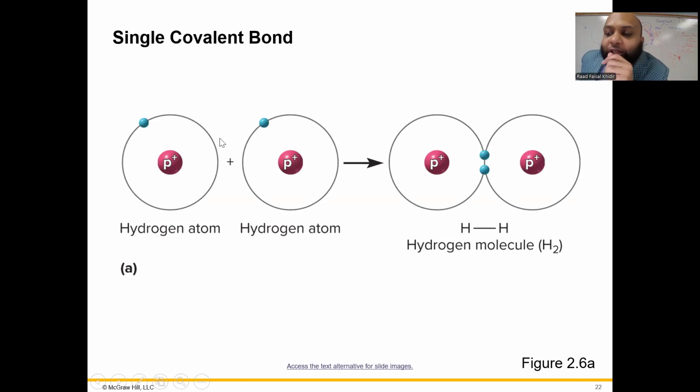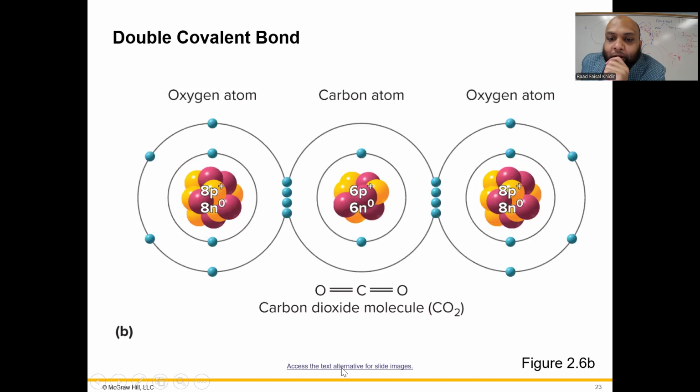If you look at two hydrogens, these are shared equally. One is giving one, and one is giving one, so they are shared equally. Now look at an oxygen atom, a carbon atom, and an oxygen atom. Look at how they are binding. They are sharing 2 pairs on each side. The central carbon atom, that's carbon dioxide. Each oxygen is sharing 2 pairs of electrons with the central carbon.